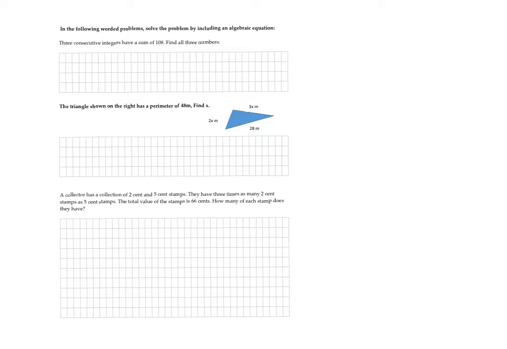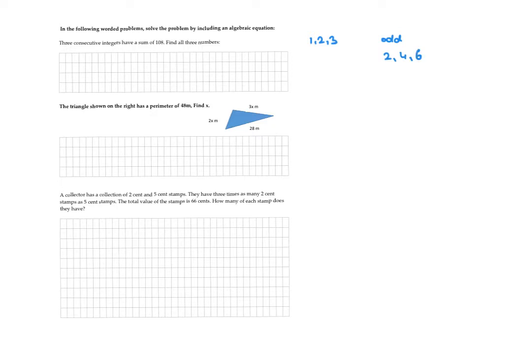As I said, you have three consecutive integers, and what is really important to know is what consecutive means. Pretty much it means numbers that follow each other. For example, 1, 2, 3 are three consecutive integers. But sometimes the question is asking for consecutive odd or consecutive even numbers, like 2, 4, 6.